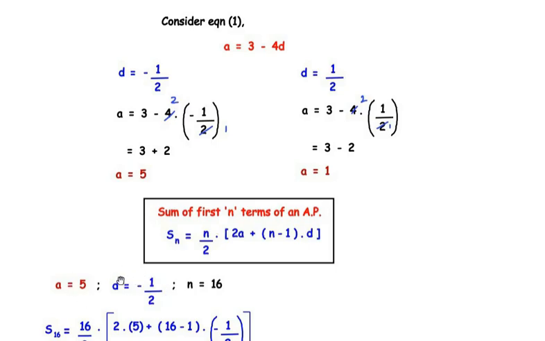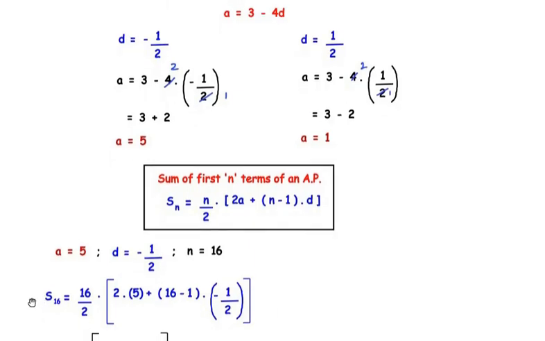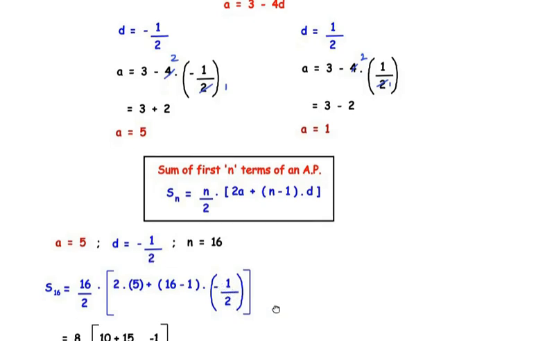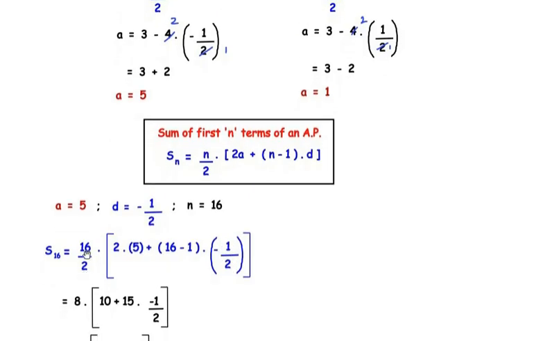Now taking the first combination of first term and common difference as 5 and negative 1 over 2 and n is equal to 16, we get S16 is equal to 16 over 2 times 2 times a, that is 5, plus 16 minus 1 times the common difference, which is negative 1 over 2. Now simplifying this we get, now 2 divides 16 giving us 8 times 2 times 5 is 10 plus 16 minus 1 is 15 times negative 1 over 2.